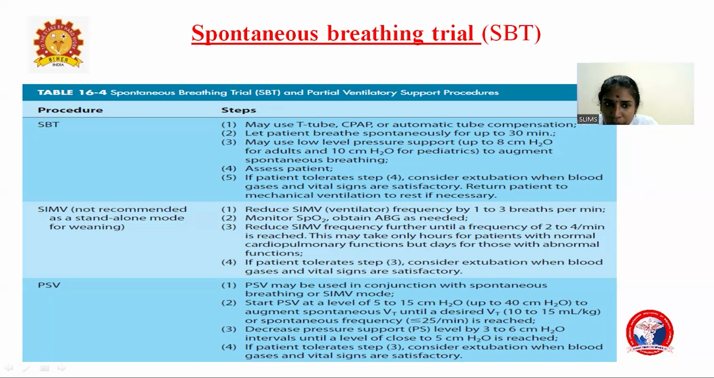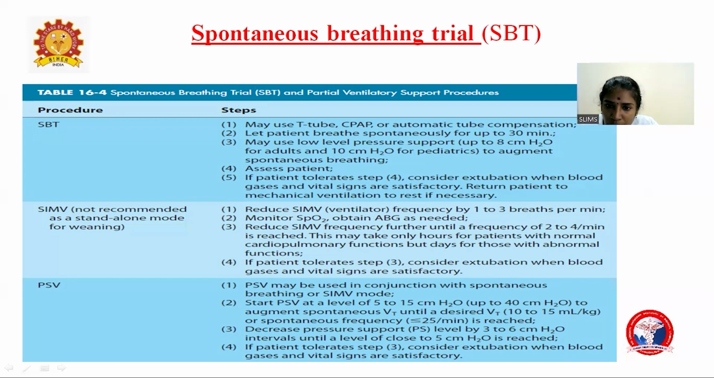If the patient is on pressure support, that is PSV, then you have to follow these steps for the spontaneous breathing trial. PSV may be used in conjunction with the spontaneous breathing or SIMV mode. Start the PSV at a level of 5 to 15 centimeters of water, with up to 40 centimeters as the maximum.